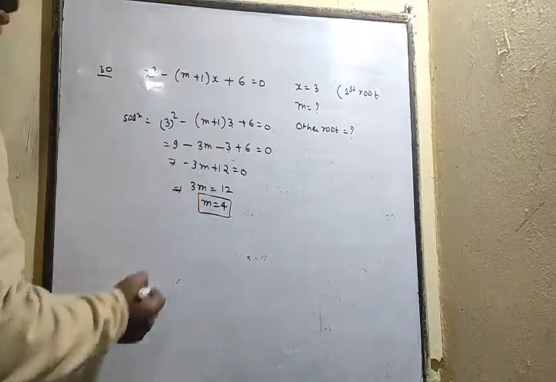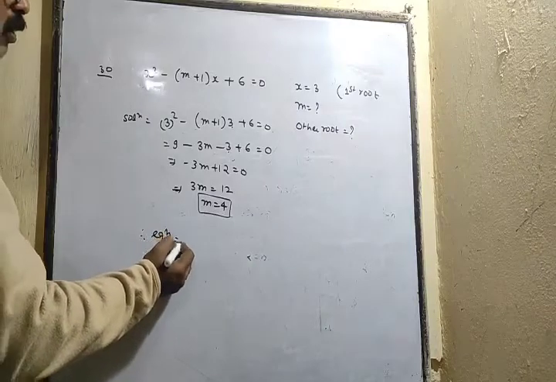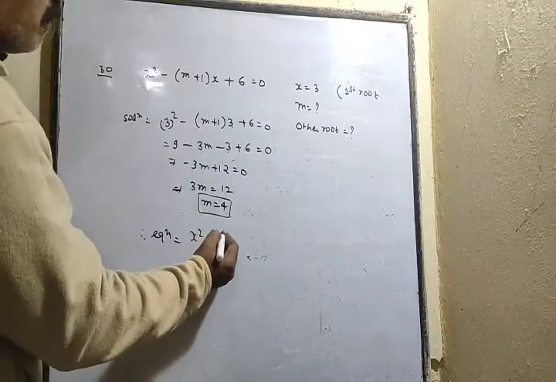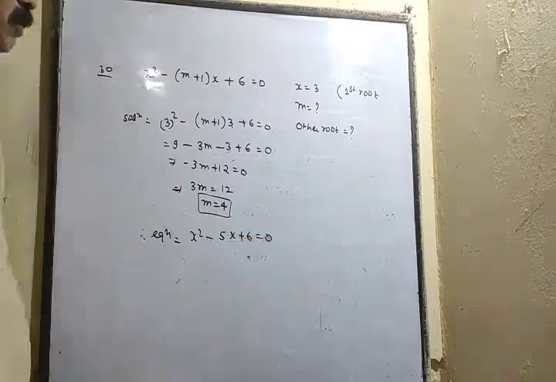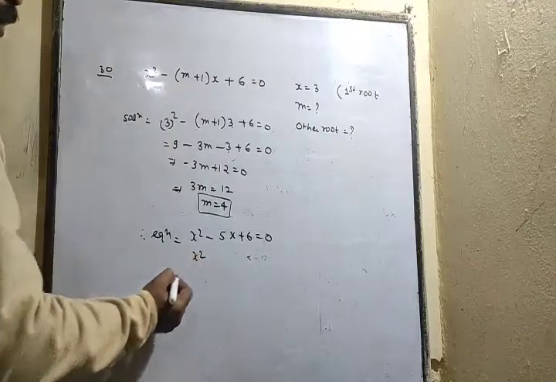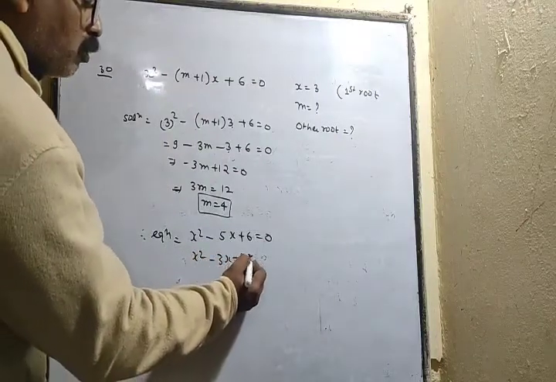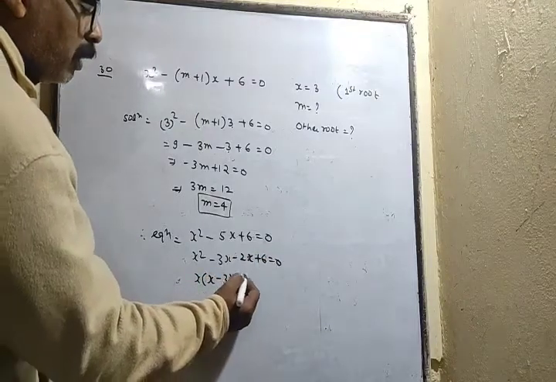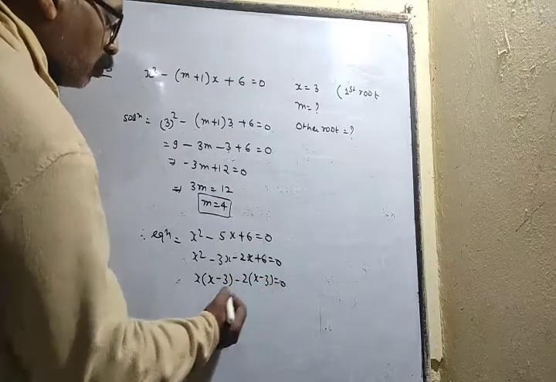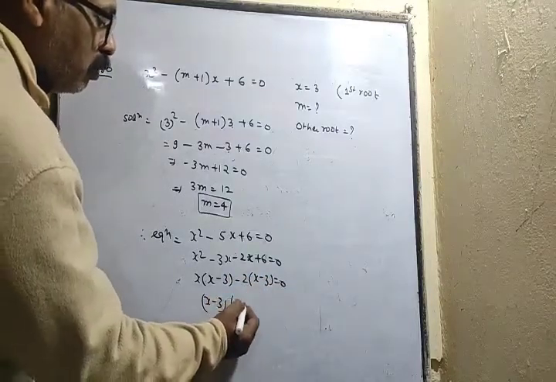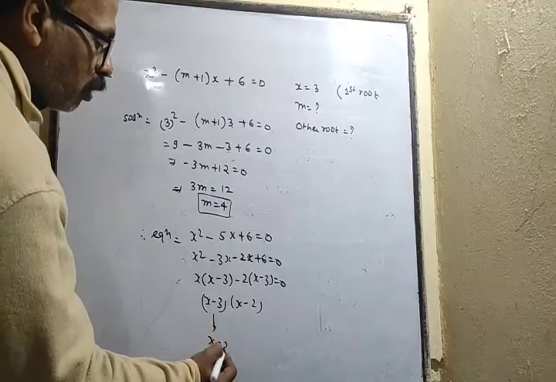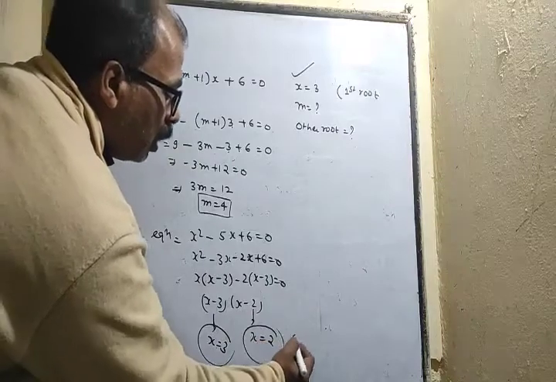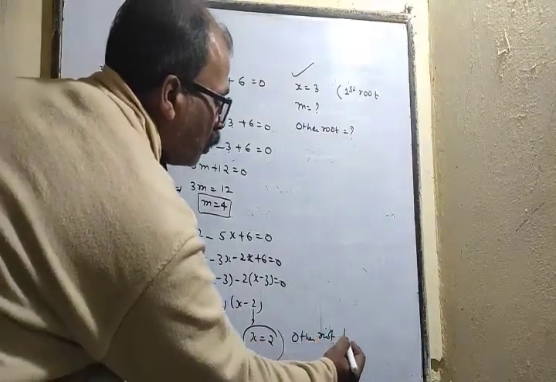Now we have to find out the second root. Hence, your equation will be how much? X square minus (m is 4, 4 plus 1 is 5) 5x plus 6 is equal to 0. Now we split it. X square minus 3x minus 2x plus 6 is equal to 0. So here x is common, x minus 3, minus 2 is common, x minus 3. So two factors are x minus 3 and x minus 2. So this will give you x is equal to 3. Already we know that this is one of the roots. And this will give you x is equal to 2. And this will be the other root. This will be your answer.